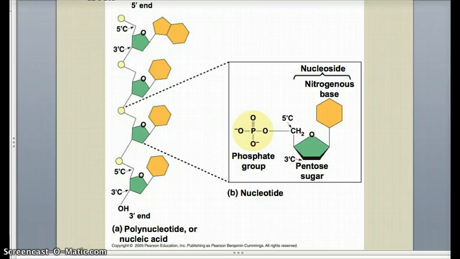This forms the backbone of the DNA. And as I said earlier, the nitrogenous bases are sitting off to the side. Well, here's the role of the nitrogenous bases. It's very important.